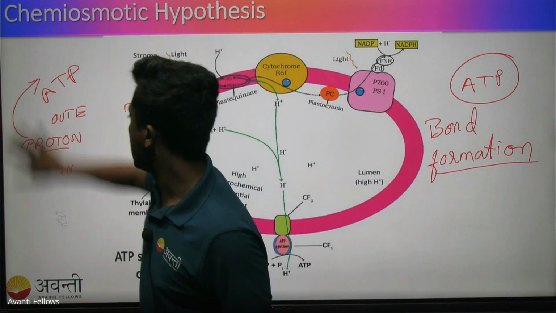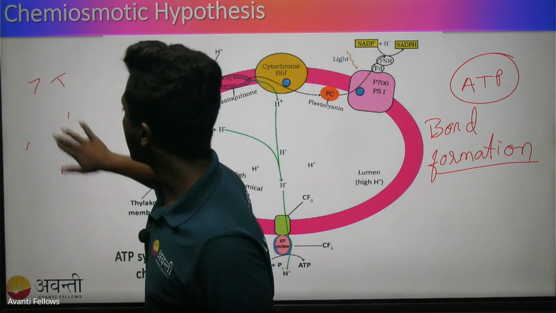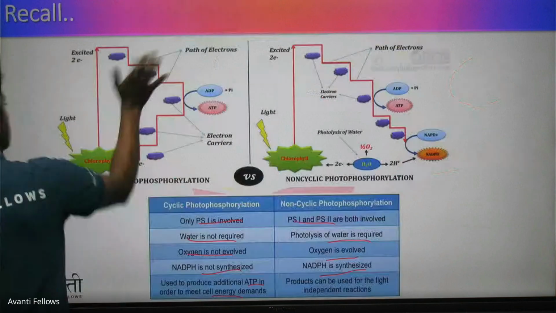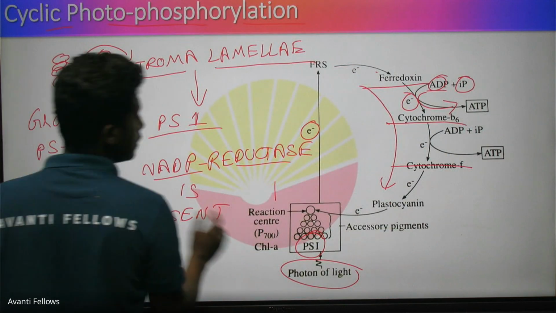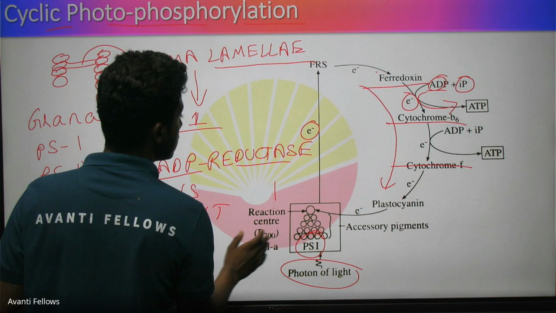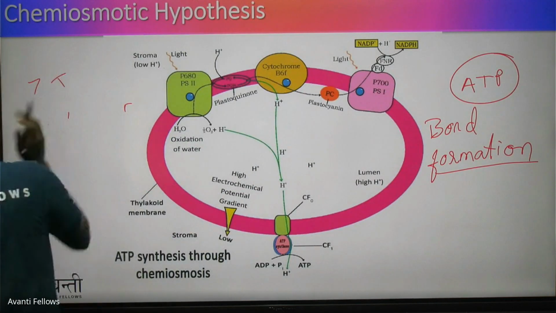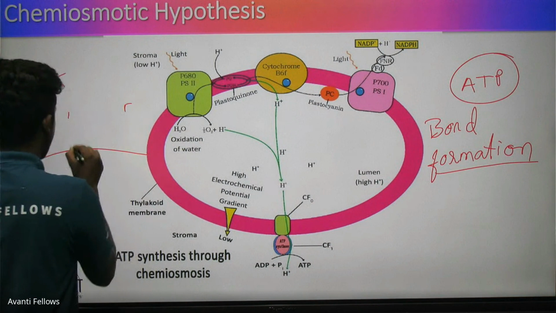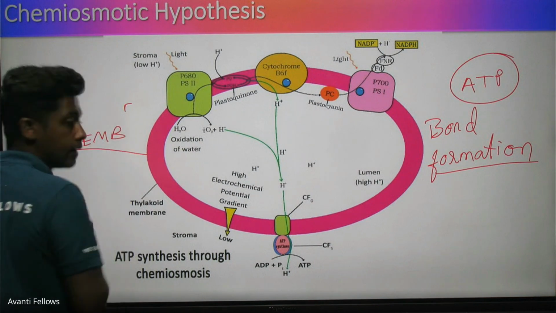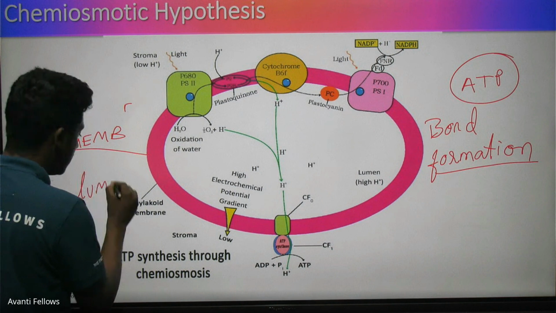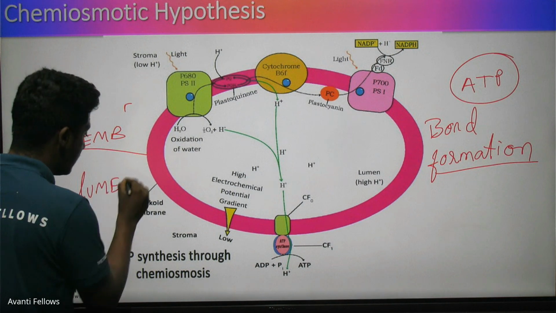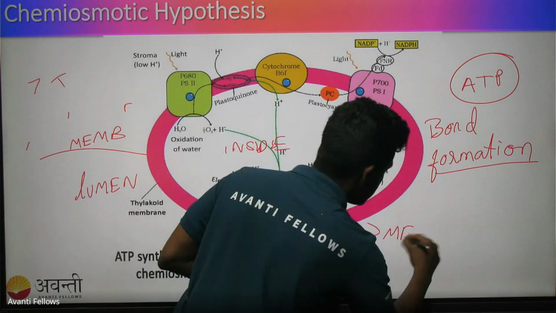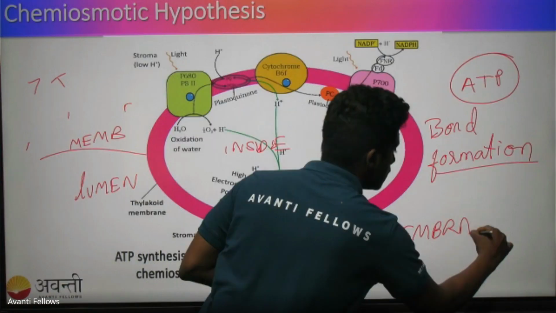Understand this point. Where are the thylakoids present? The thylakoids are present within the chloroplast. Correct, no people? So now we can divide the chloroplast. Here we have thylakoids and the membrane of the thylakoid, right? And we have the lumen. Lumen means the inside of the thylakoid. So this is the inside of the thylakoid, and this is the membrane of the thylakoid.